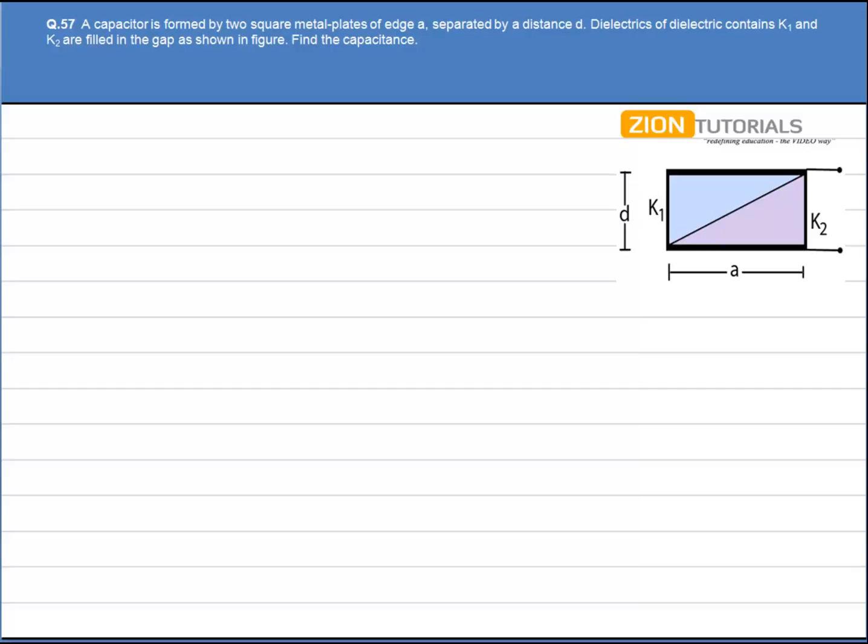A capacitor is formed by two square metal plates of edge a, and they are separated by a distance d. Now, dielectrics of dielectric constants K1 and K2 are filled in the gap as shown in the figure.